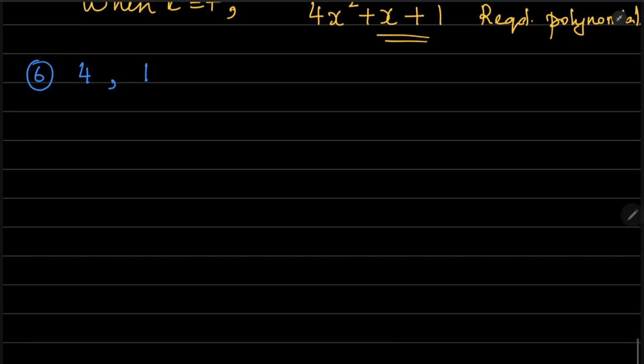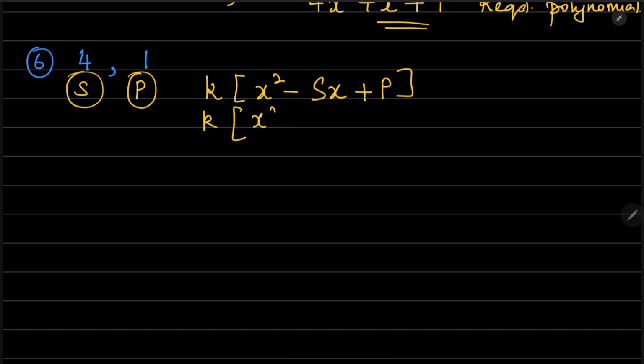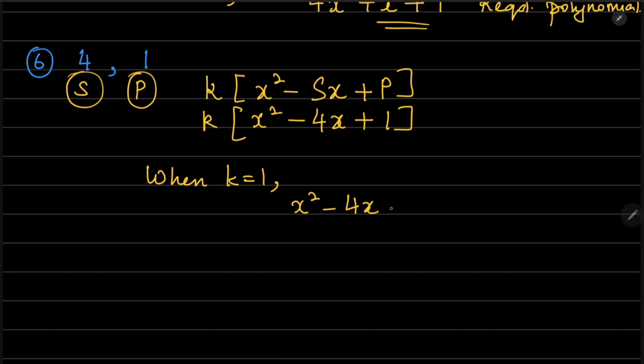The next question, 4 comma 1. So 4, let it be the sum and 1 is the product. Again, k multiplied by x square minus sx plus p. Okay, so k multiplied by x square minus the sum, 4, 4x plus the product, 1. When k is equal to 1, the polynomial is x square minus 4x plus 1. That's all, that is your answer.